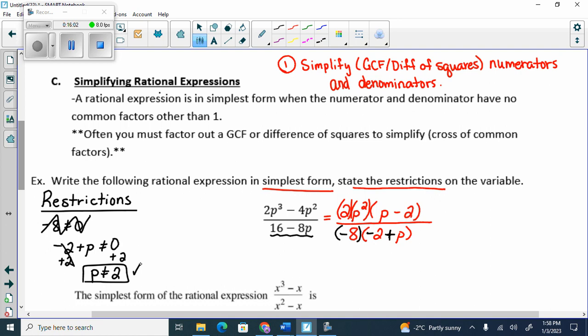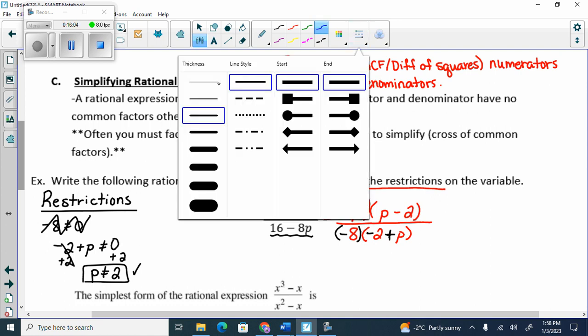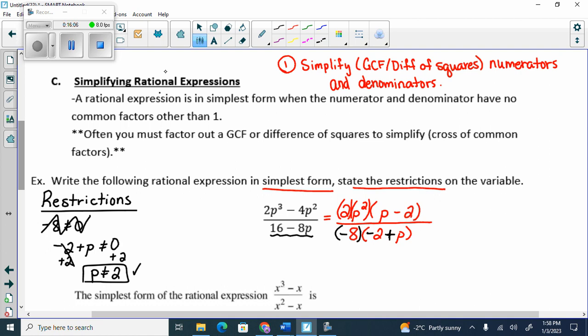Now I can go in and cancel anything that matches. Remember, anything with a plus or minus sign is sewn together, and binomials can only cancel off binomials, so things with 2 terms, and monomials can cancel off monomials. A binomial can't cancel off a monomial, and a monomial can't cancel off a binomial. So here I have p minus 2 sewn together, and at the bottom I have -2 plus p sewn together. Positive p, -2, so they match, so they can cancel. The p squared is going to stay because there's no p's, p cubes, p anythings on the bottom.